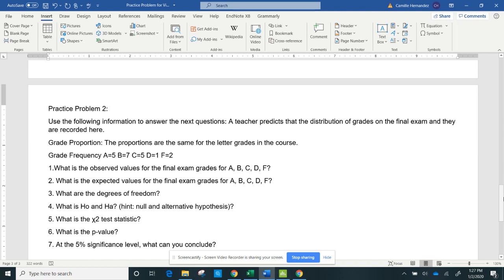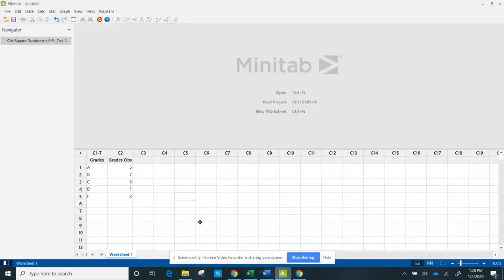Well, the teacher predicts that there's going to be the same proportions for each letter grade. So A's are going to have the same proportion as B's, as C's, as D's, and F's. So there is my grade frequency. So now I know, because the proportions are the same, it's kind of an easier problem to do in Minitab. So I'm going to go to Minitab. I have my grades in here and I have my observations.